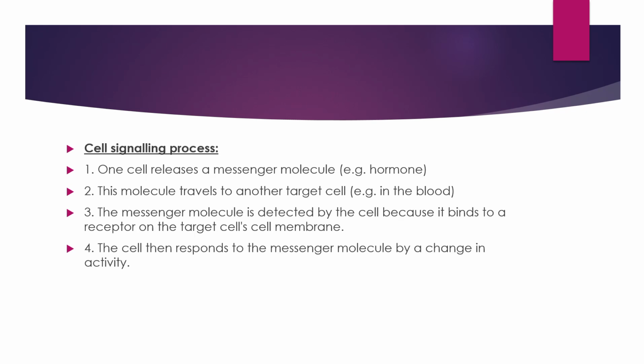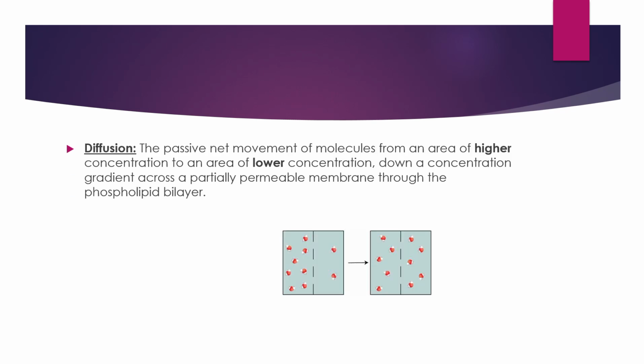Cell signaling process. One cell releases a messenger molecule, for example, a hormone. This molecule travels to another target cell, for example, in the blood. The messenger molecule is detected by the cell because it binds to a receptor on the target cell's cell membrane. The cell then responds to the messenger molecule by a change in activity.